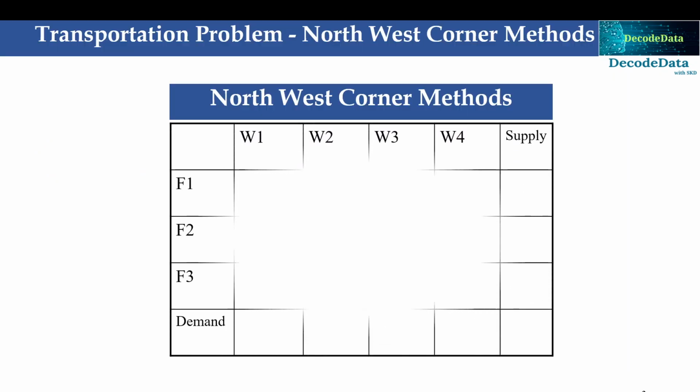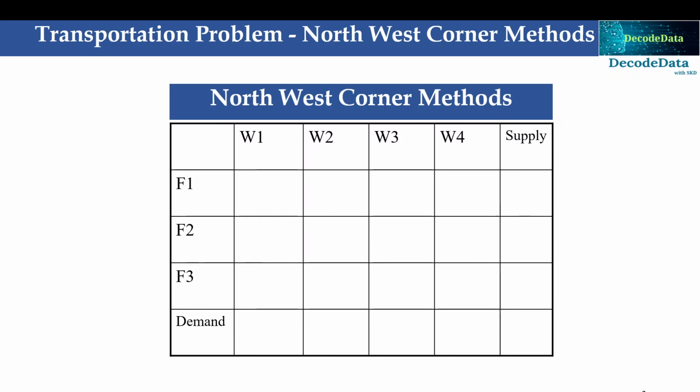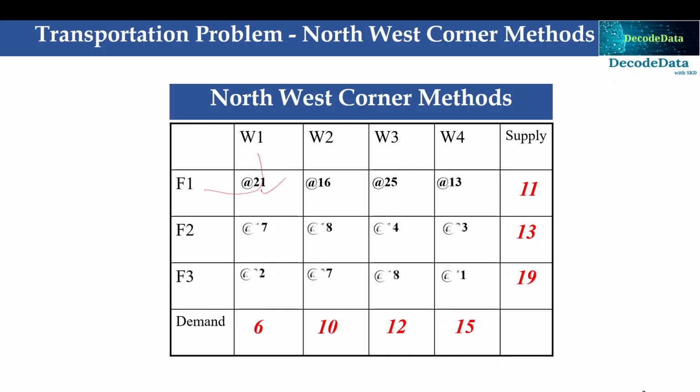Now, this is the matrix you have, where we have 3 factories and 4 warehouses. The factory supply is this, and the demand of the warehouses is given here, right? Now, as usual, if I have to supply from factory 1 to warehouse 1, my cost will be rupees 21. For factory 1 to warehouse 2, 16, factory 1 to warehouse 3, 25, factory 1 to warehouse 4, 13. So on for all the other combinations, and the total is 43, right?